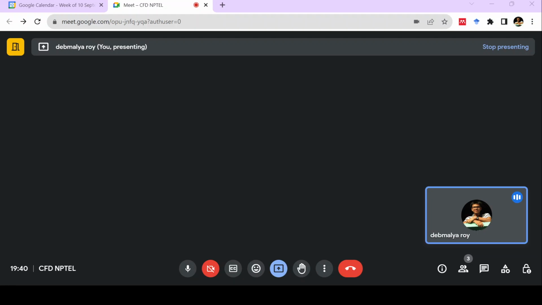So another question related to LU decomposition. It is asking when it is faster or when it is not faster compared to Gaussian.